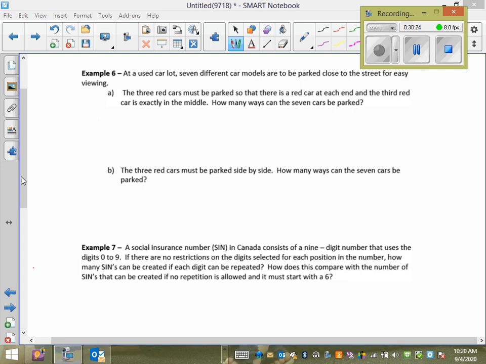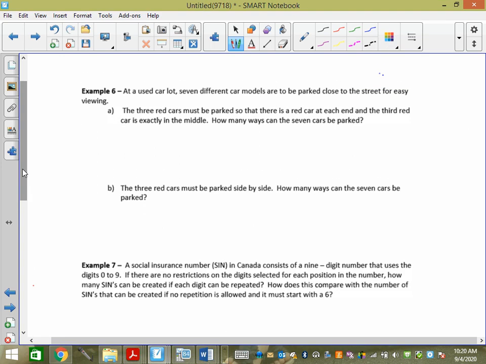Okay, so we have at a used car lot, 7 different car models are to be parked close to the street for easy viewing. So the different car models. Even if you have them in the exact same color of black, and I lined them up and moved them around, you could tell that they moved, right? Even though they're the same color black, because they look different. However, if I lined up all of the same colored black cars, and you closed your eyes and covered your ears, and I moved them and put them all back in the same spots, you would say they didn't move, because they look exactly the same, right? But these are different models.